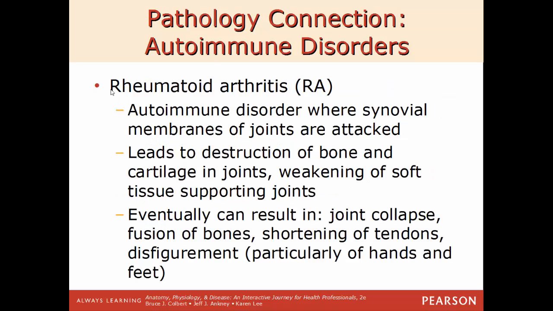The first one, RA, rheumatoid arthritis. This is where the synovial membranes of joints are attacked. This leads to the destruction of bones and the cartilage of these various joints, which will lead to the weakening of the soft tissue that supports the joints. And this can eventually result in joint collapse, the fusion of bones, the shortening of tendons, and also disfigurement, particularly in the hands and in feet.